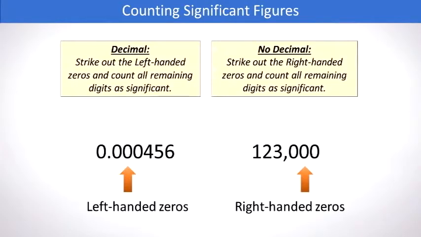I want to show you a very simple way of counting significant figures. It works on a concept whereby numbers that contain decimals are considered to have left-handed zeros, and numbers that have no decimal are considered to contain right-handed zeros.